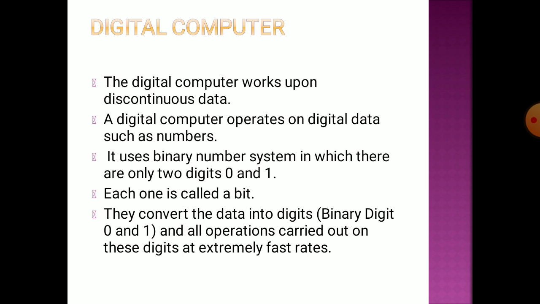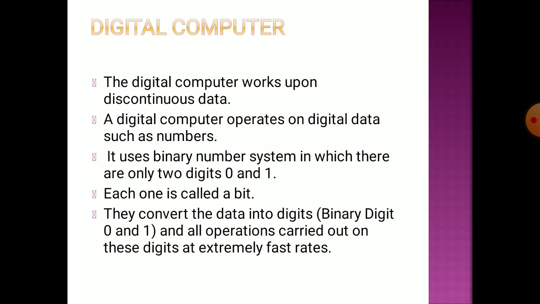The next one we have is digital computers. The second type is digital computers. So what happens here in your digital computer? It works upon discontinuous data. Remember the difference between digital computer and analog computer: your analog computer works on continuous data, whereas your digital computer works on discontinuous data.